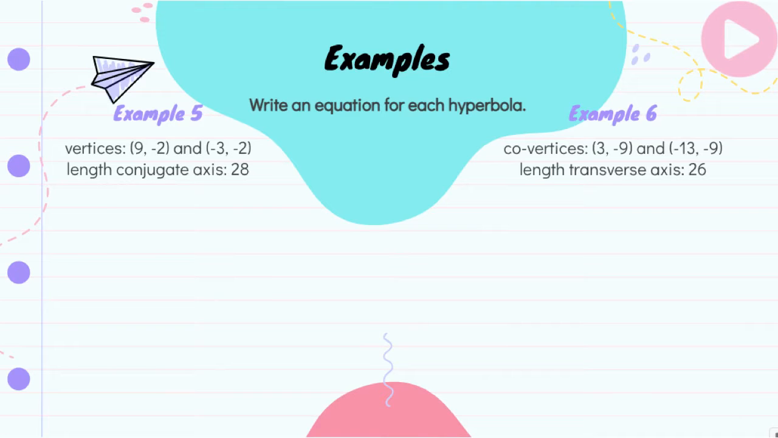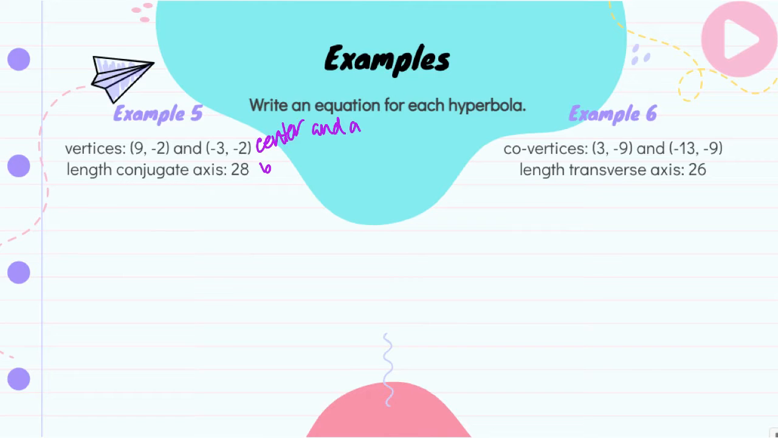For all of the following examples, we are going to be given characteristics of a hyperbola, and we need to use these characteristics and work backwards to write the equation of the hyperbola. So for example 5, notice we are given vertices and the length of the conjugate axis. The vertices are going to help us find the center, and they're also going to help us find A.